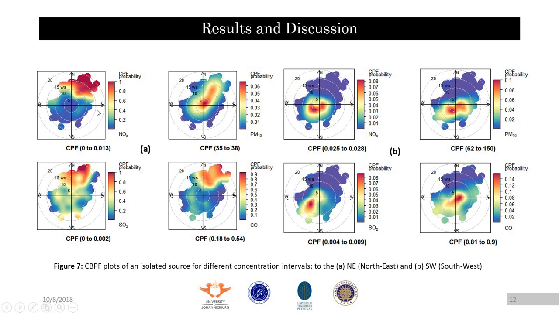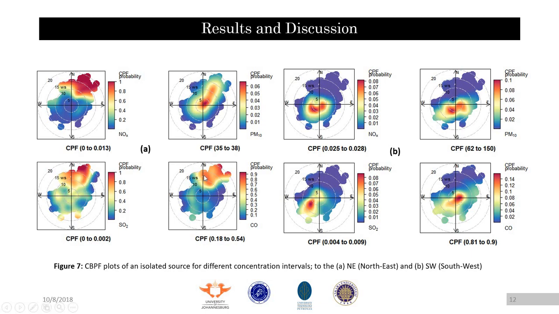For example, if you see here for the northeast part with the 4 pollutants, the NOx shows the first percentile, it's mostly coming from the northeast. Also with the value of PM10, which is from 35 to 38, and the other value from the CO, you see it's a very small amount, but it's successfully detected.